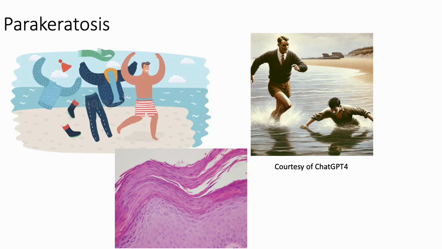Let's use this metaphor to explain how parakeratosis happens. Parakeratosis basically means the keratinocytes are moving upward, but they are moving too fast. They don't have time to lose their nuclear structure, and then they keep their nuclear structure on top of the stratum corneum. And I use this metaphor to explain.